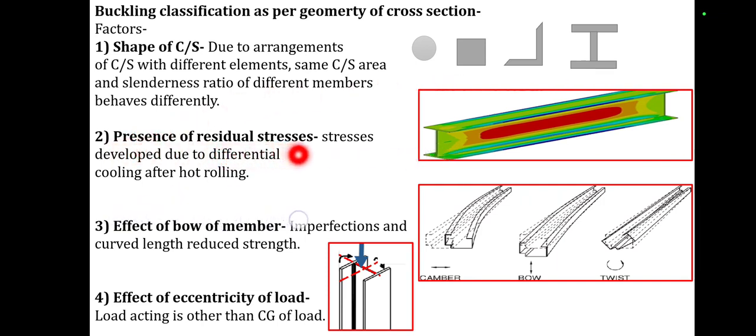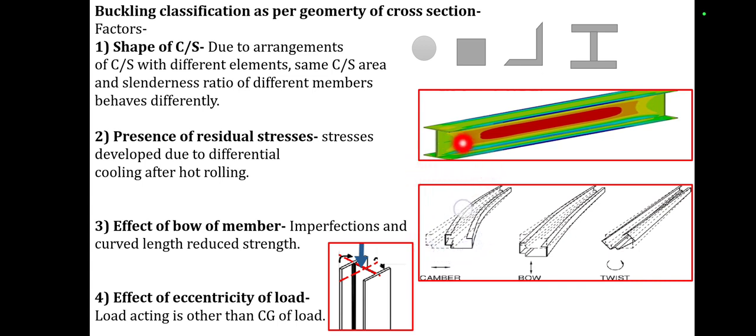Then the presence of residual stresses. The stresses develop due to differential cooling after the hot rolled process. Dear students, we know that all the steel structural elements are produced by using the hot rolled process. Due to this process, some residual stresses are left due to the heating and cooling action. If you observe the diagram, the red part is nothing but the residual stresses left in the column, and these stresses can be analyzed by using the finite element method.